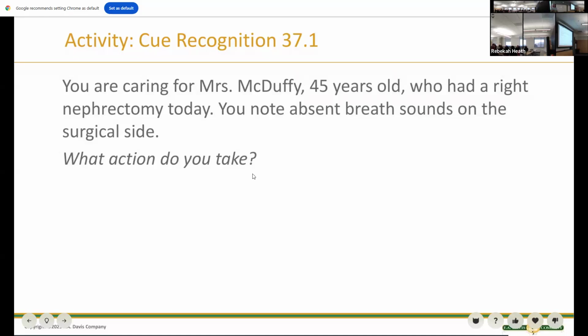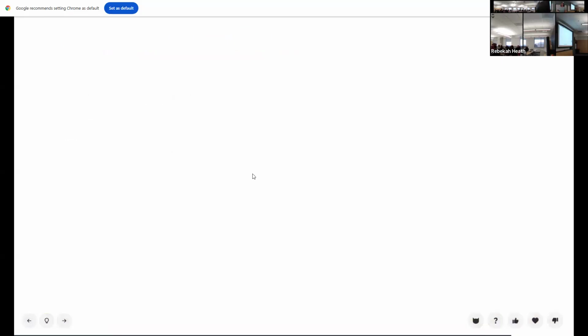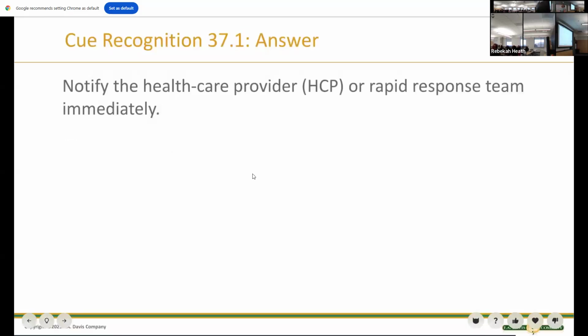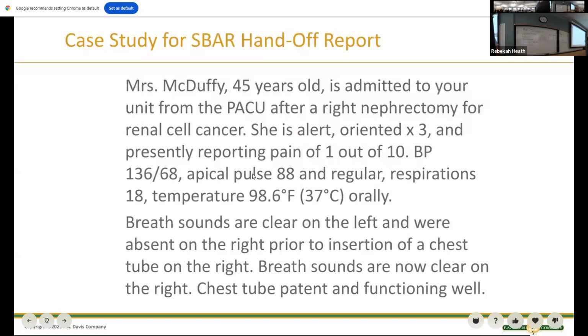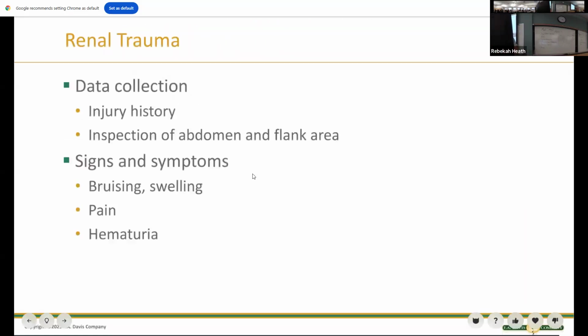All right, let's see what F.A. Davis says. See if it compares to what you guys said. It said notify the healthcare provider or the rapid response team. All right, good job. It said she may have a pneumothorax and requires emergency care. All right, I think this is kind of the end of this. I don't want to do the renal trauma. We'll get to that next week.